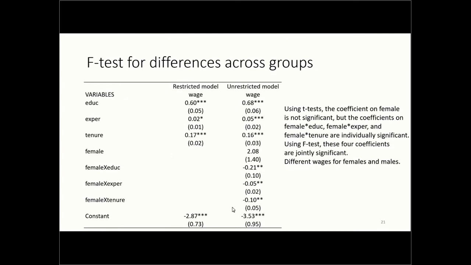Okay, so here's how estimating these models looks. This is the restricted model where we have not included any of these independent variables, so their coefficients are restricted to zero. And these are all of the different interaction terms. Here we notice that the coefficient on female is not significantly different from zero, but these actually are significantly different from zero. So we can use either a t-test to test for significant differences between males and females, or the F-test would give you that all these four coefficients here are jointly significantly different from zero. So our conclusion is that we have different wages for males and females.